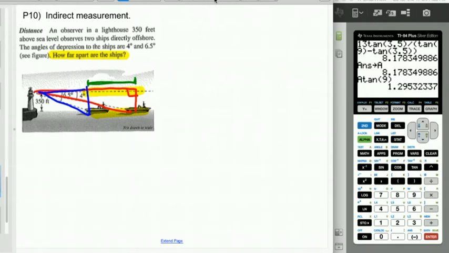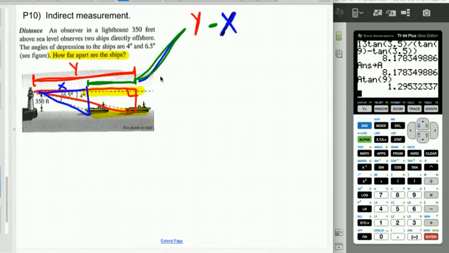So if, for instance, I wanted to call this side, I could call this entire red side, let's say Y, and I could call this little blue side X. I would argue that the thing they want seems to be the red side, the big side, minus the little x that I labeled. If you found y and you found x, you could just subtract them.